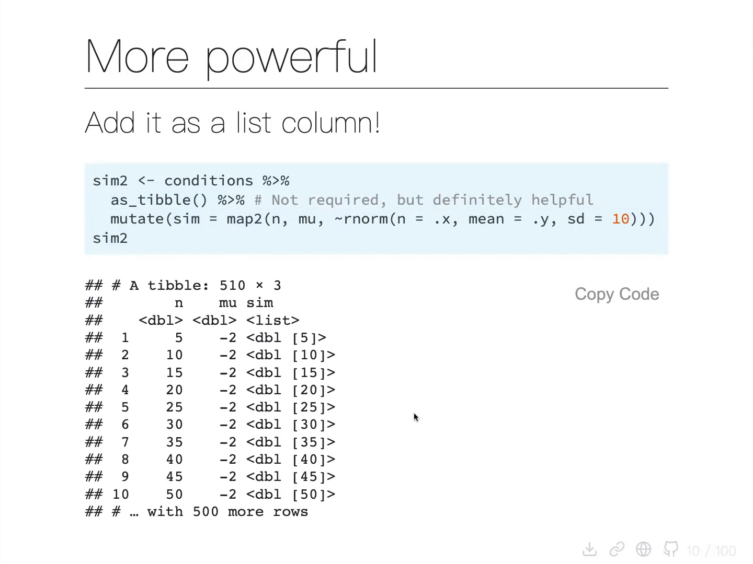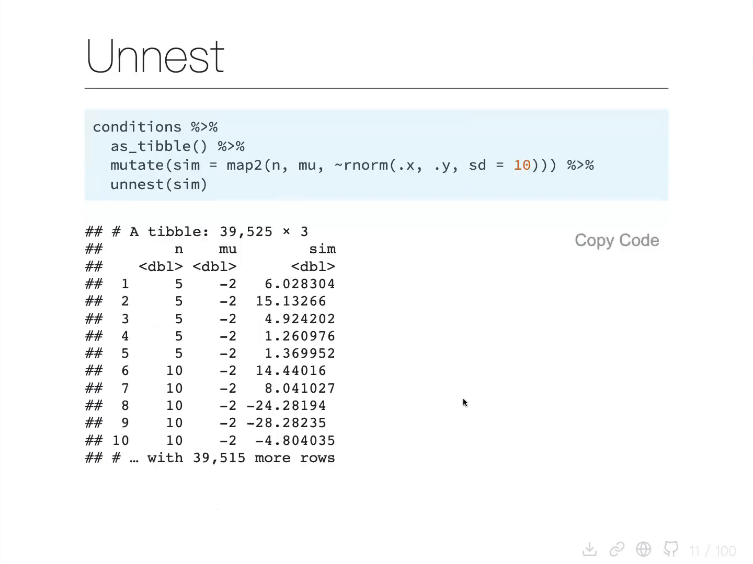Why is that so much more powerful? Because I can unnest it, right? I unnest that sim, and now I have a beautiful data frame that has everything that I want, right? Questions on that?